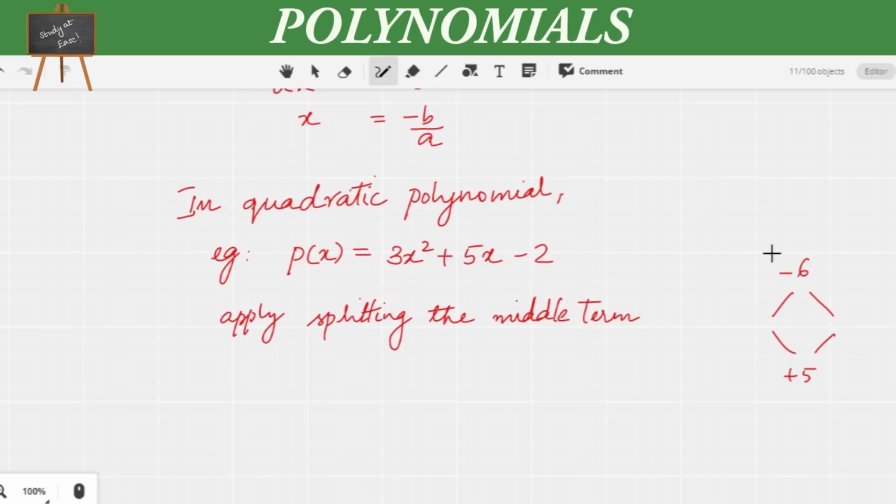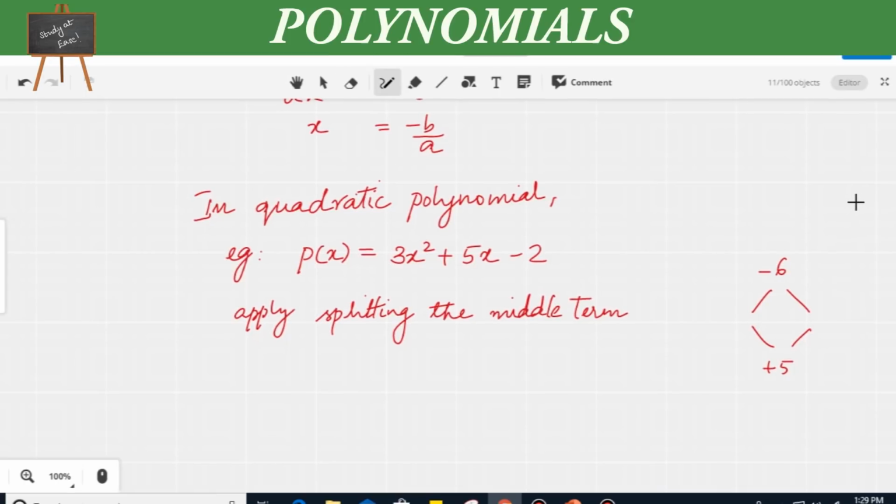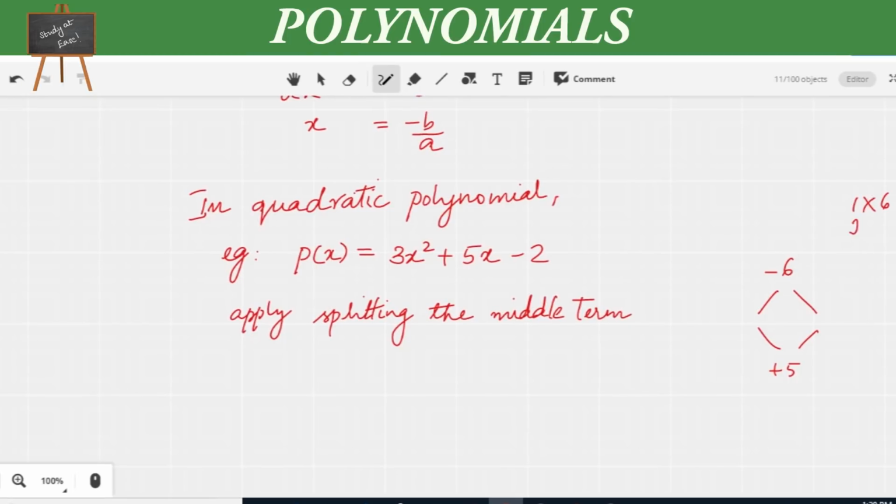Now, in the middle, you can see that there are two vacant places. In those two vacant places, I'm supposed to write two numbers whose combinations are going to give me the numbers minus 6 and 5. So, when I multiply those numbers, I must get minus 6. And when I add those numbers, I must get plus 5. Now, in order to get product 6, we can do 1 multiplied by 6, 2 multiplied by 3. So, let's try the two combinations. When I do 6 multiplied by minus 1, I get minus 6. At the same time, 6 plus minus 1 will give me plus 5. So, 6 and minus 1 are those two numbers.